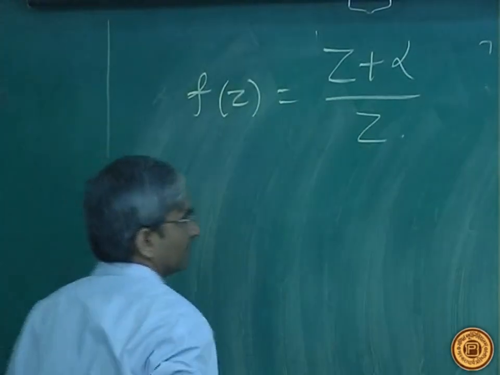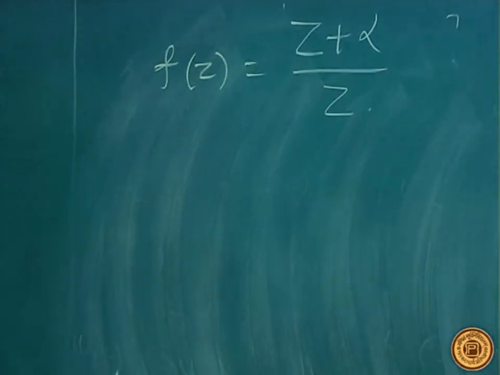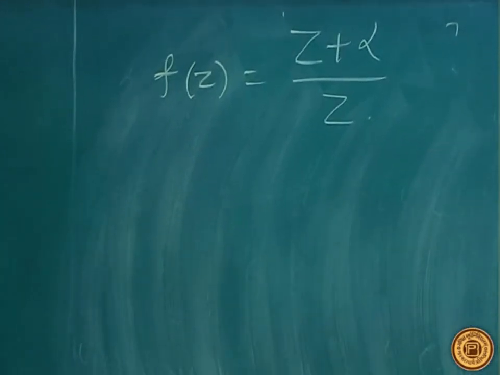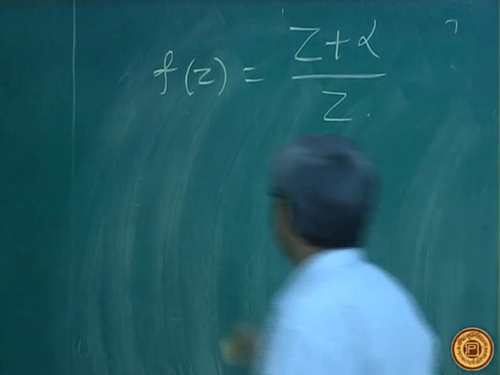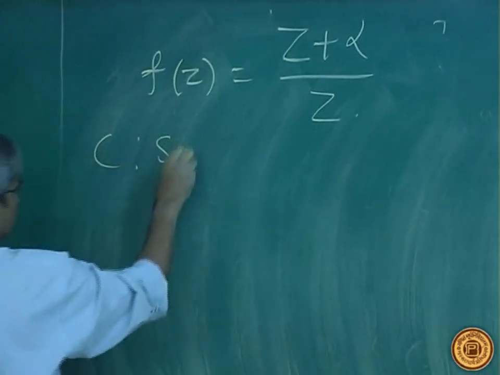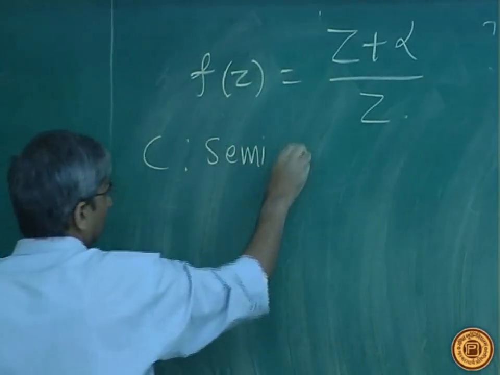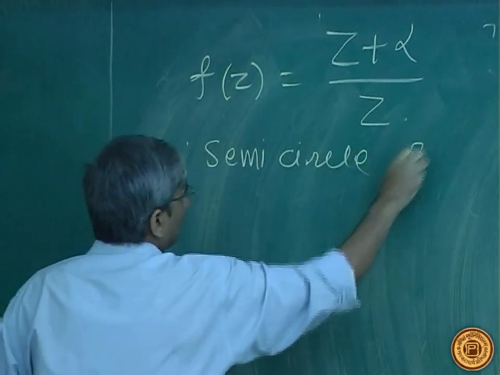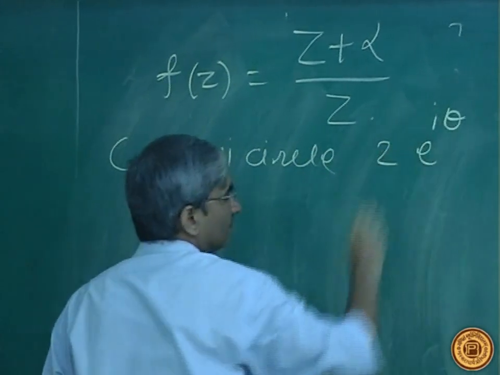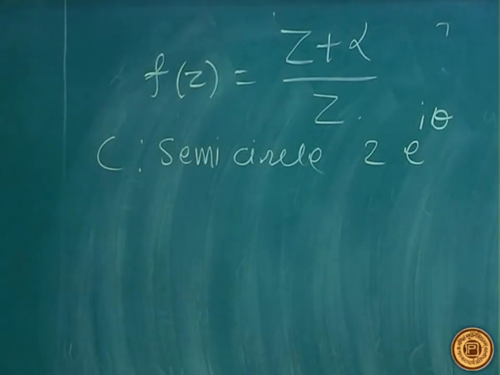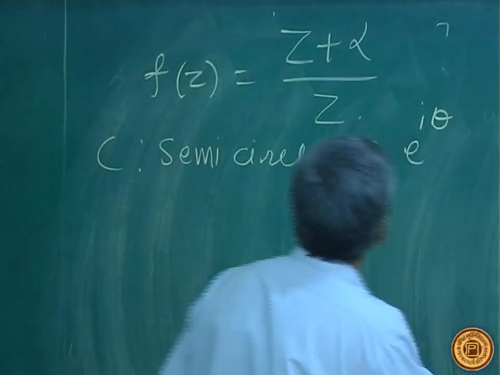This is the function. What is the contour given? Semicircle 2 e raised to i theta. So C is the semicircle 2 e raised to i theta. So what is the parameter interval? 0 less than or equal to theta less than or equal to pi.